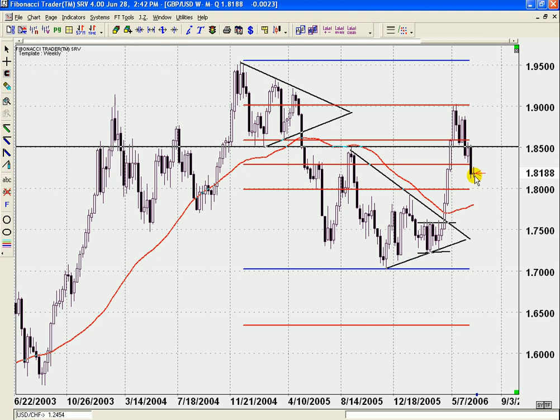And now we're here at 81.88. But look at how the market moved technically on this weekly chart. Boom, there's your position trade right there. Go down your smaller time frames and look for your entry.